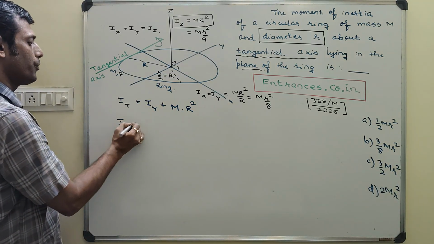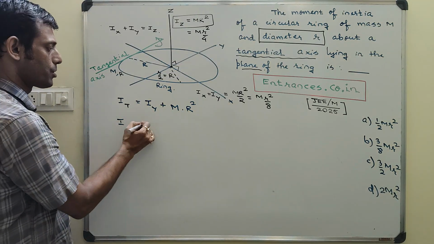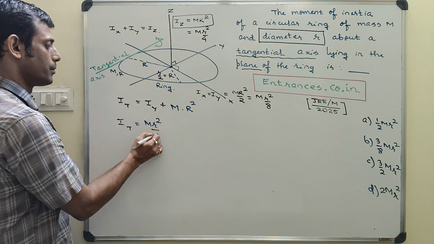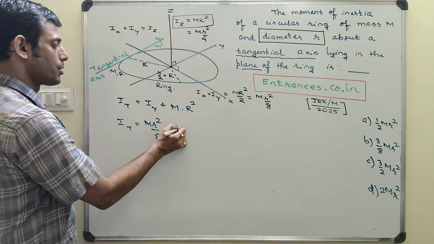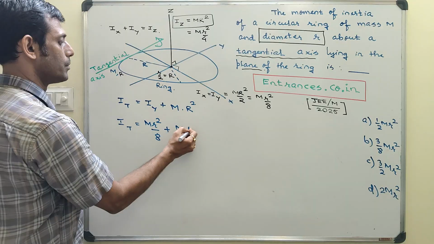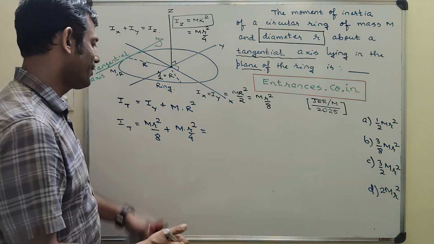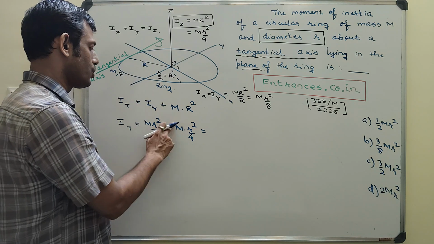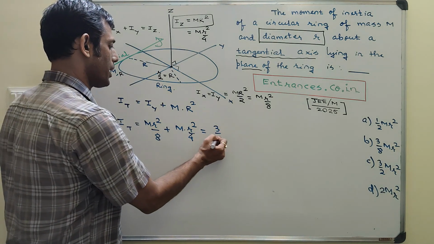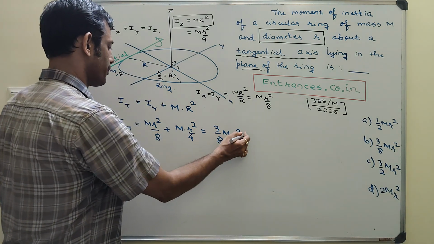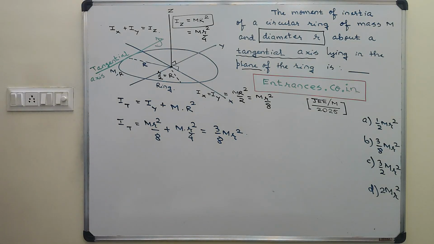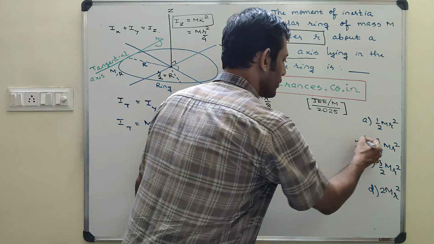So therefore, the moment of inertia about the tangential axis is mr square by 8 plus mr square by 4, that makes it, I think, 2 mr square by 8. 2 plus 1, 3, 3 by 8 mr square. And we have the answer.